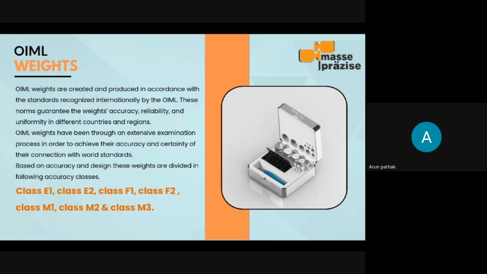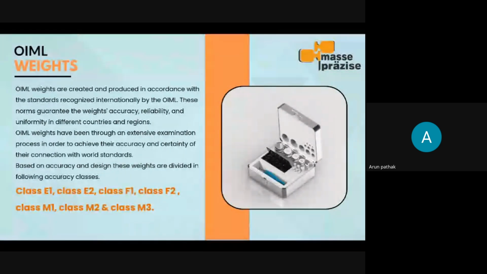What should be the diameter? What should be the height? What should be the density? What would be the surface roughness and magnetic properties range? Everything is set as the standard in OIML R111. Based on that criteria, OIML weights are distributed in three main accuracy classes, that we call extra fine class E, fine accuracy class F, and then medium accuracy class M. All the classes E, F, and M are further subdivided: E classes divided in E1 and E2, F classes subdivided in F1 and F2, M classes subdivided in M1, M2, and M3.